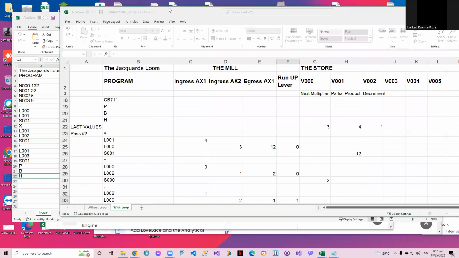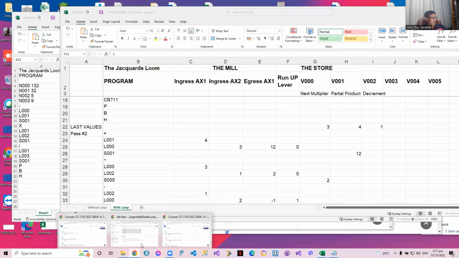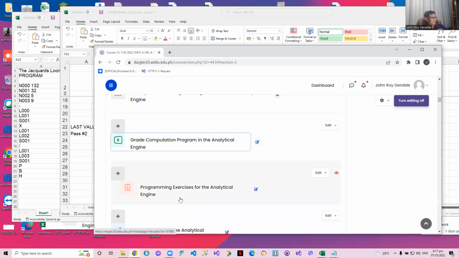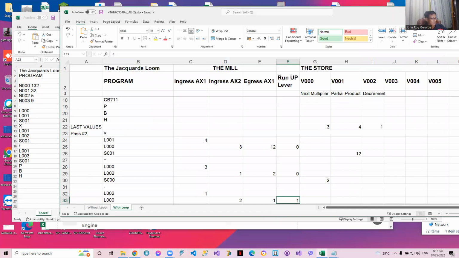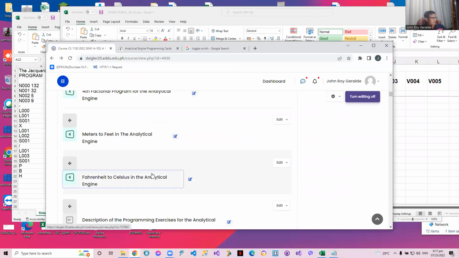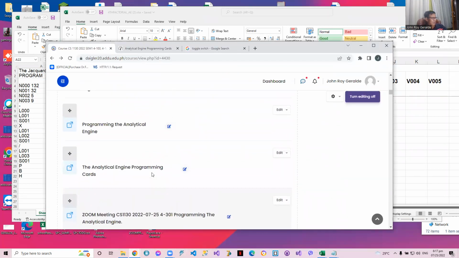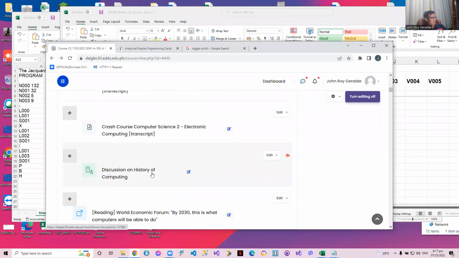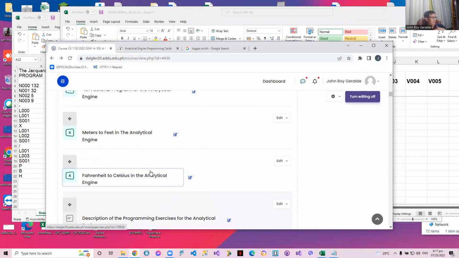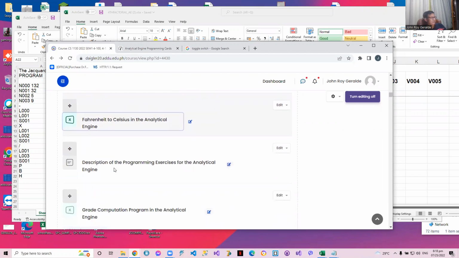So you can also download it here from our Diagler site. Ang grade computation, guide ko muna, no? I'm going to look at it first, baka may mali na. So you can get it here now. The first 3 programs. Okay. Any questions so far? No?